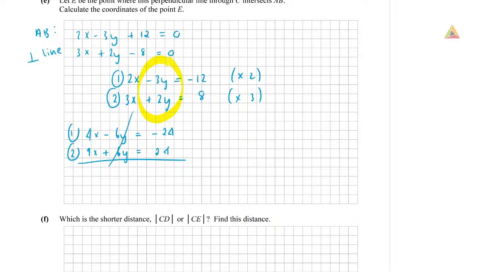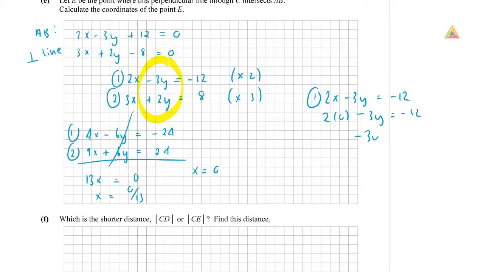Now you can get rid of your y's. 4x plus 9x is 13x, equal to minus 24 plus 24, which is actually 0. So that means x is equal to 0 over 13. So your x coordinate is 0, which is fine. Now we need to go back and get our y. I'm going to pick equation 1: 2x minus 3y equals minus 12. Now we know that x is 0, so 2 by 0 minus 3y is equal to minus 12. Minus 3y is minus 12, so y is minus 12 over minus 3. y is 4. So your point of intersection is the point 0, 4.